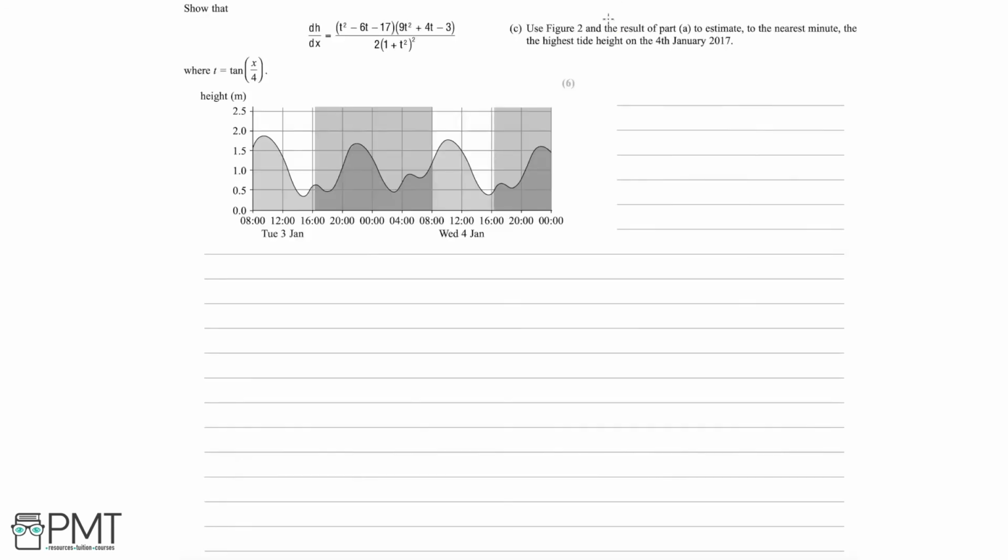So for part C, we want to use figure 2 and the result of part A to estimate to the nearest minute the time of the highest tide height on the 4th of January 2017. So the highest tide height suggests that we need to find the turning point of our graph. Because at our turning point, the derivative is equal to 0 because there's a tangent. But if you look at our graph, there are actually 4 tangents. So there is a tangent over here, a tangent over here, a tangent over here, and a tangent over here before it starts to repeat, or it starts to oscillate.